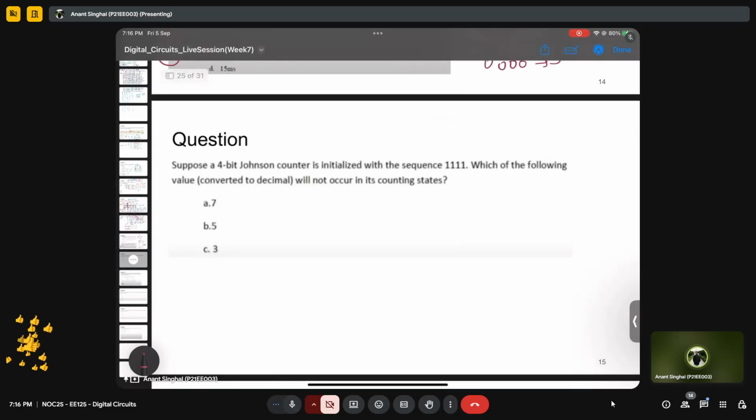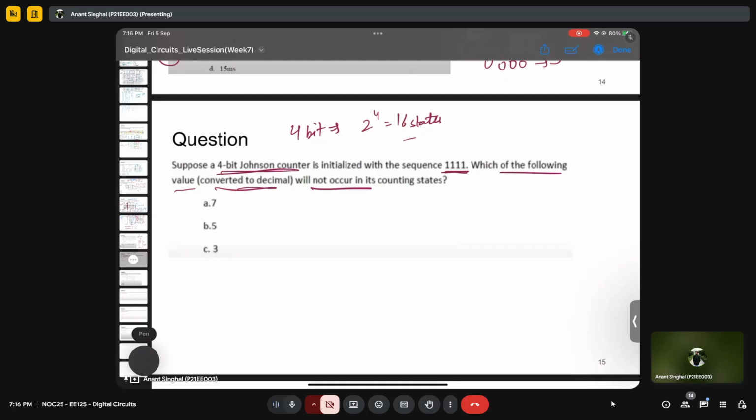Okay, yeah. This is again a good question. It says suppose a 4-bit Johnson counter, again, like the problem previously, is initialized with the sequence 1111. Which of the following values converted to decimal will not occur? 4 bits means it can have a total of 16 states, but the mod of that counter is 8. So there are 8 states which do not occur in the Johnson counter. You need to find which of these states do not occur in decimal value. Let me know your answers in the chat box. Maybe you can take 2-3 minutes and let me know.